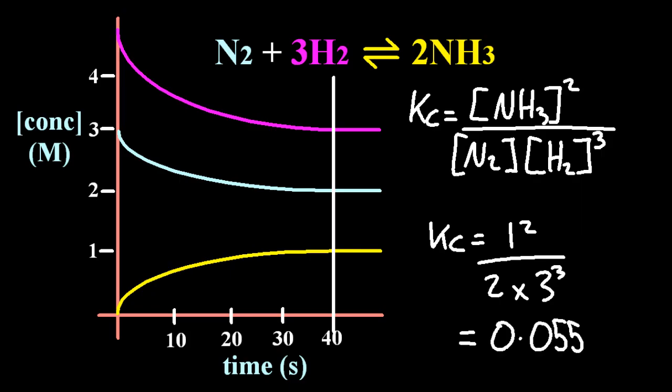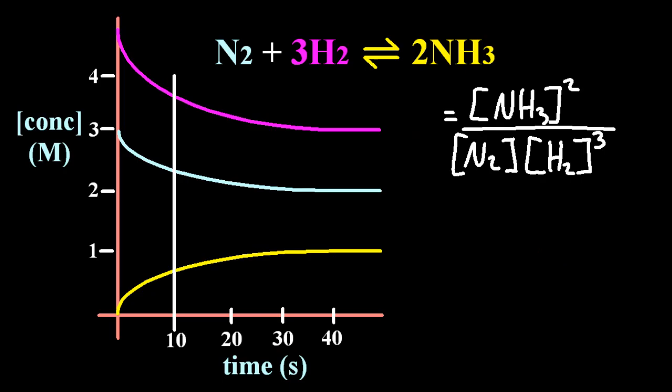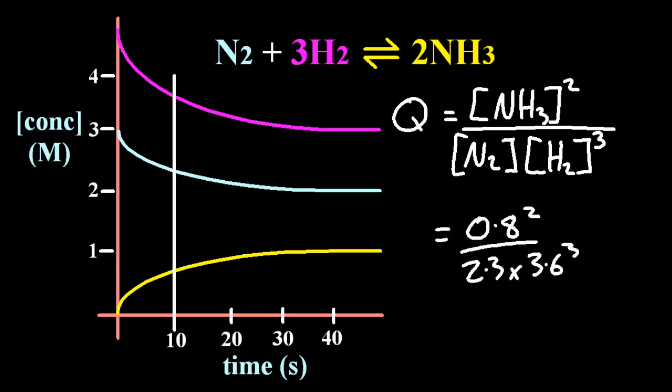Now what about at 10 seconds? Now we can't work out Kc at 10 seconds. Kc only applies when we're at equilibrium. So we're going to use Q, the reaction quotient, because we're not at equilibrium. Putting in the numbers. Well, that's good. I didn't want the same value as Kc. Something would have gone wrong otherwise.